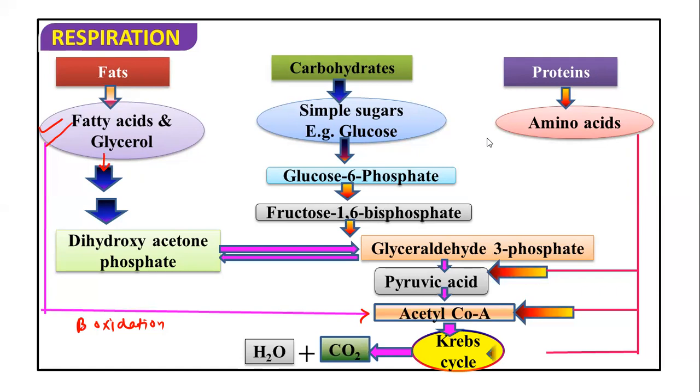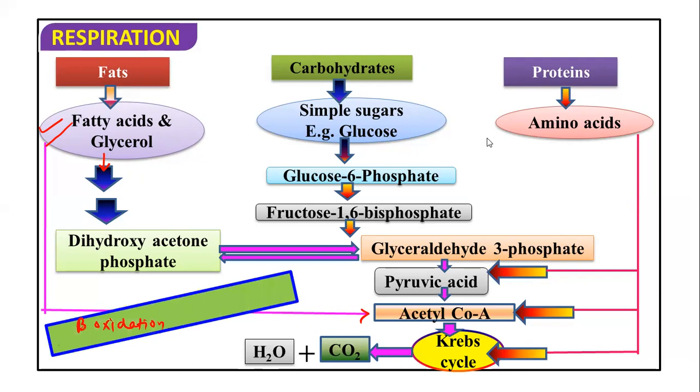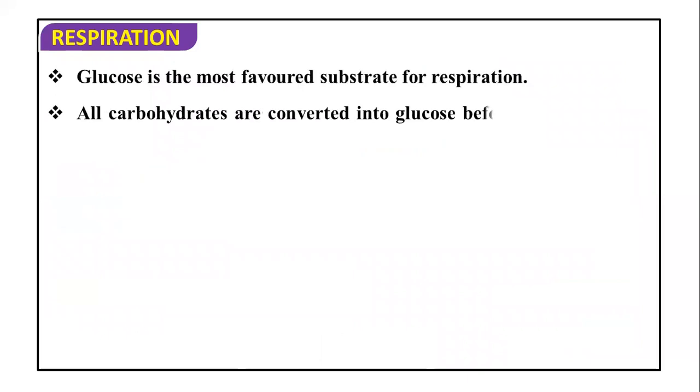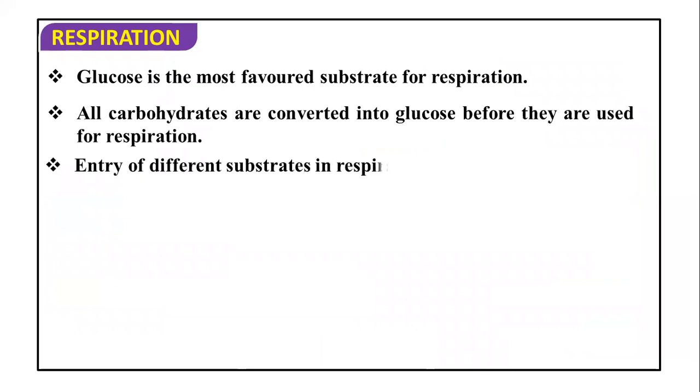So since respiration, as we consider, involves all these things, ultimately it is considered an amphibolic pathway. So glucose is the most favored substrate for respiration. As we know, all carbohydrates are converted into glucose before they are used for respiration. Entry of different substrates in the respiratory pathway.